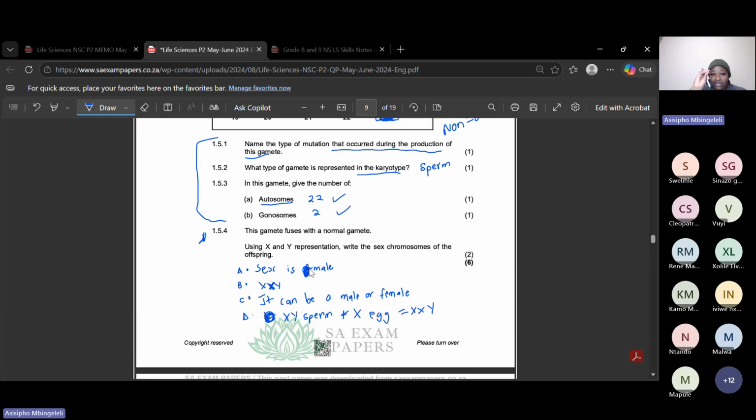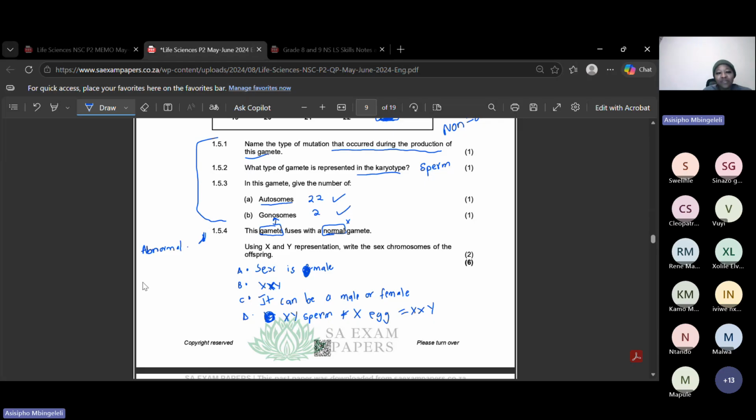This gamete fuses with a normal gamete. This information is important. This particular gamete that is shown in our diagram fuses with a normal gamete, meaning this gamete is abnormal. Using X and Y representation, write the sex chromosomes of the offspring. Now, what is it telling us here? So what we have here is an abnormal gamete.